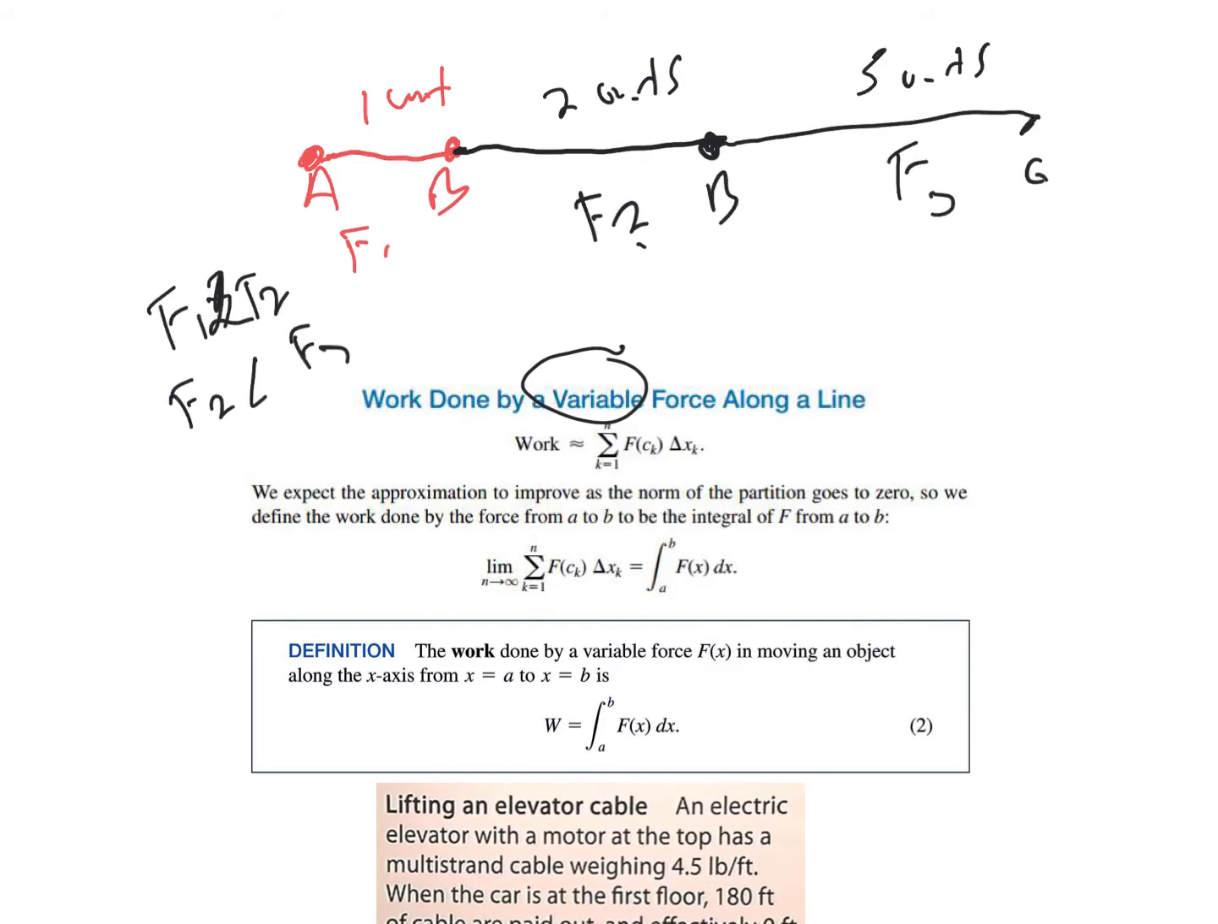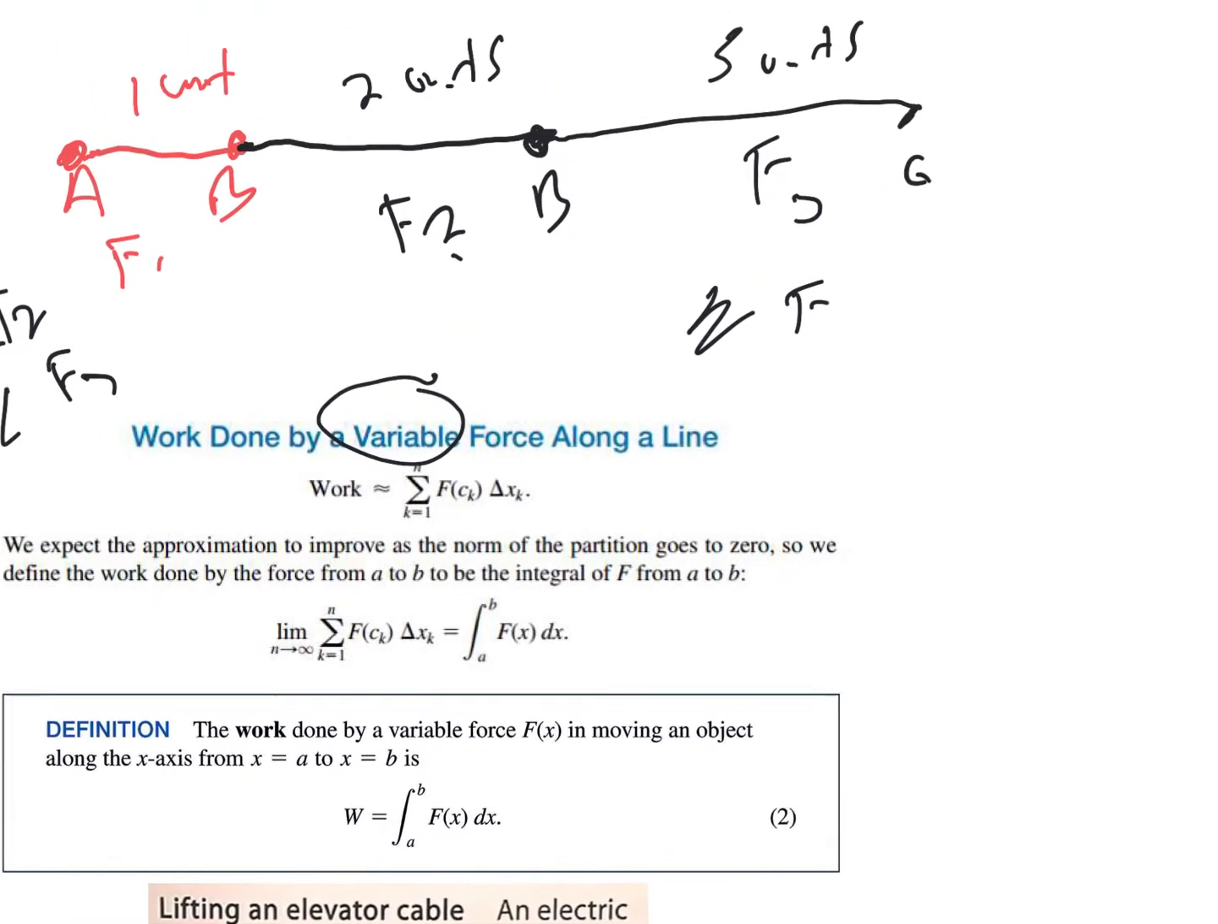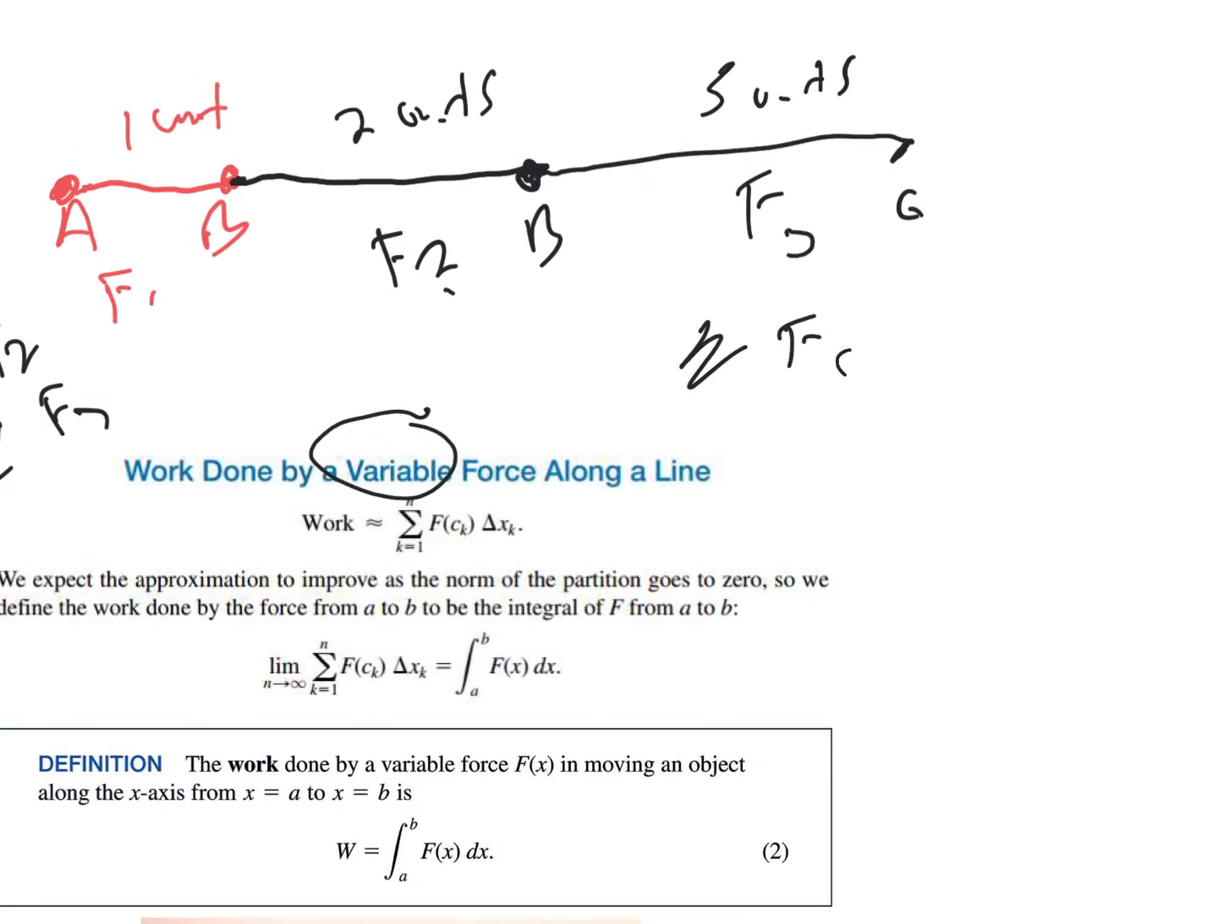So there's B and there's C. The total force, the summation of F sub i, or k, which one was he doing? He's doing k goes from 1 to n. So how many pieces do I have, times those different distances?